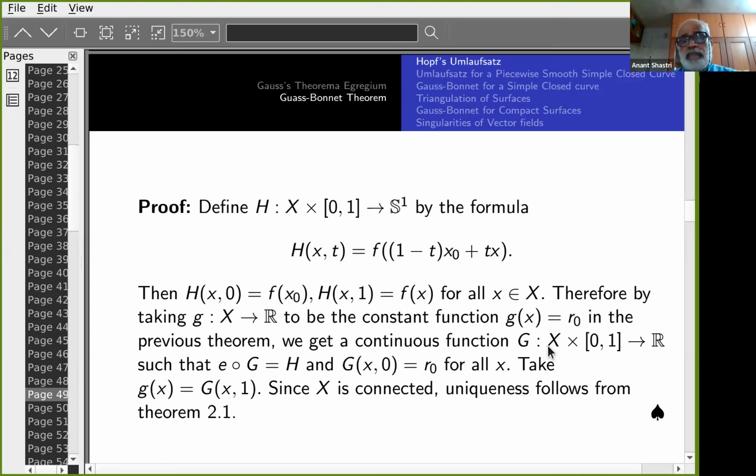So that was the first theorem that we proved last time, the uniqueness part. If you have a connected set, then any two lifts are the same, provided they agree at one point. So we are making them agree at one point, namely f of x0 equal to E of r0, g of x0 equal to r0. So this g is unique.